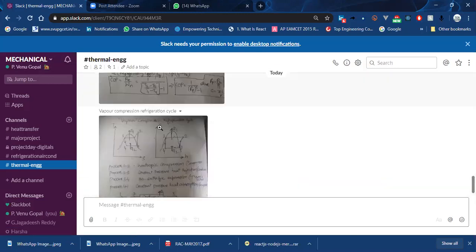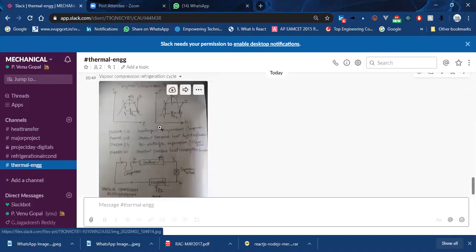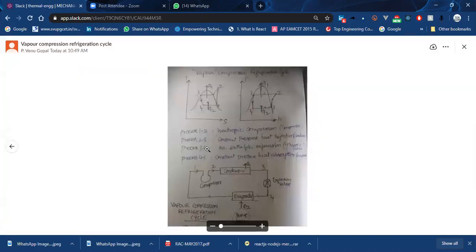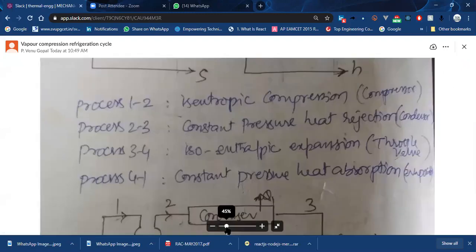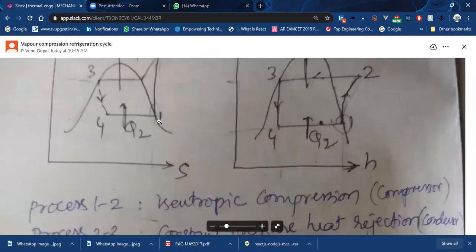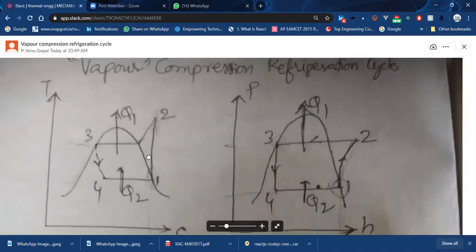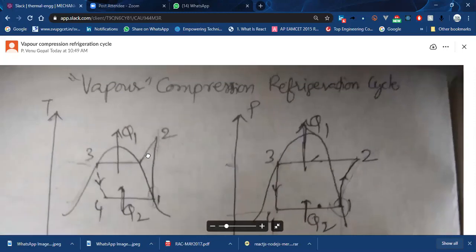Okay. So basically the difference between Bell-Coleman and vapor compression is, in Bell-Coleman we use air as working fluid. But when it comes to vapor compression refrigeration system, vapor compression is using an external refrigerant as a medium. Okay. So the working fluid will be something like ammonia or freon.